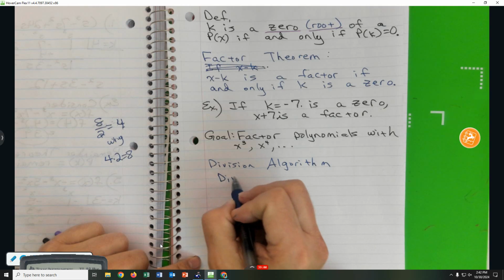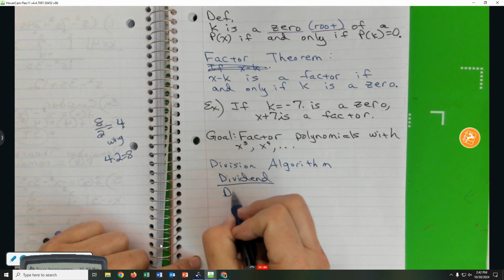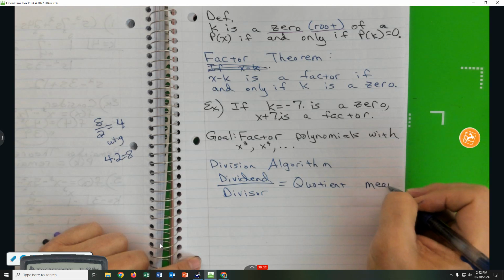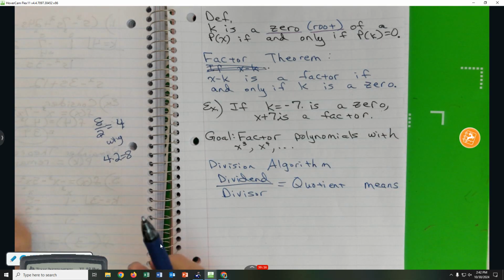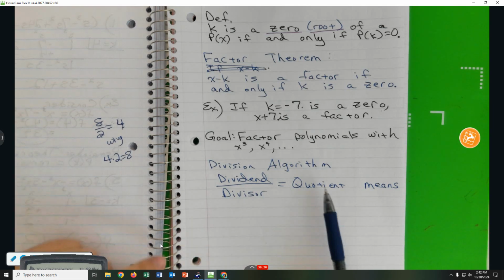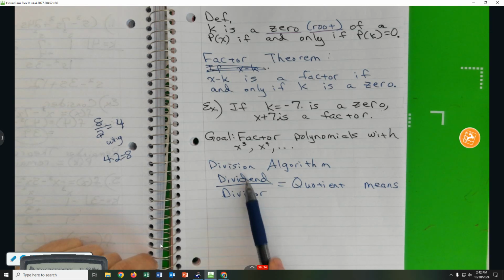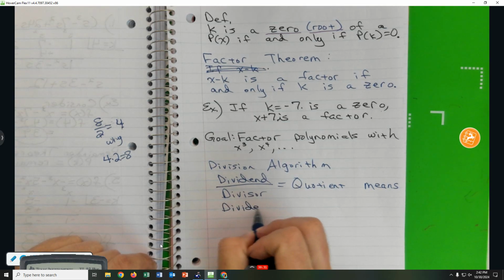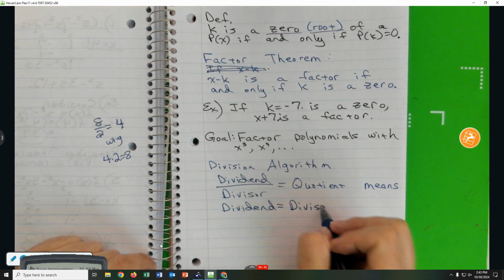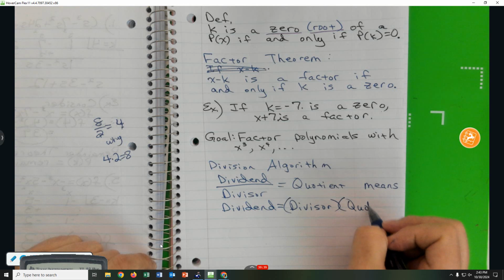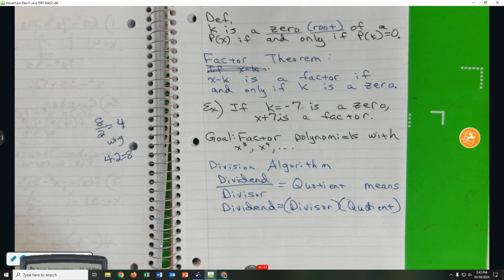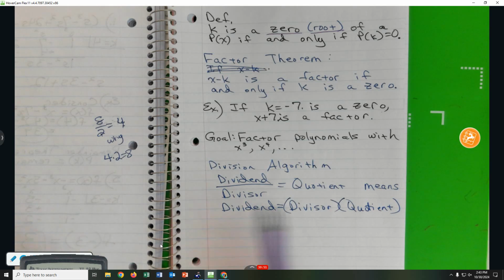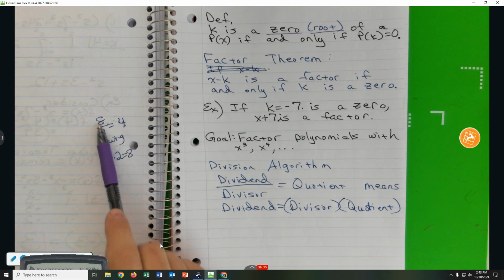Generally, if you have a dividend divided by divisor equals quotient, that means, remember, before you learned division, you learned multiplication. That's how division was defined. This answer here times the divisor gives you the dividend. So that means the dividend is equal to the divisor times the quotient. Any questions on my logic? You may not see where I'm going, but hopefully you're following my logic. The divisor times the quotient gives the dividend.